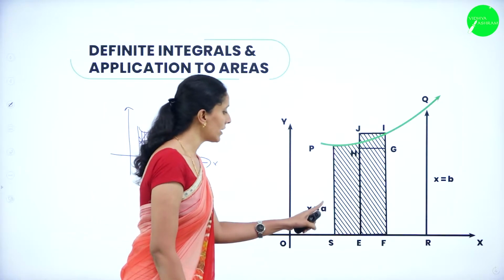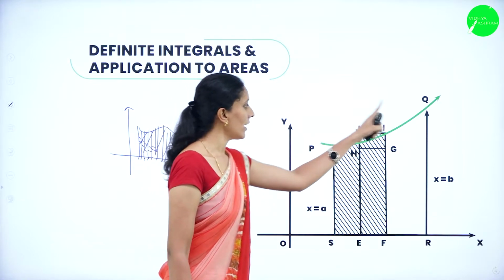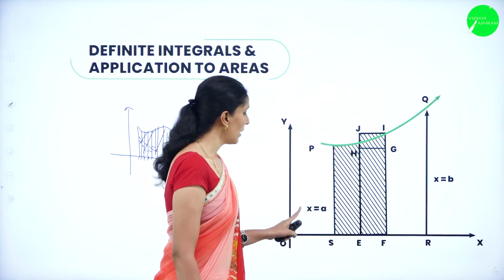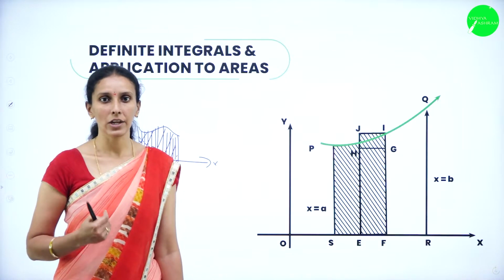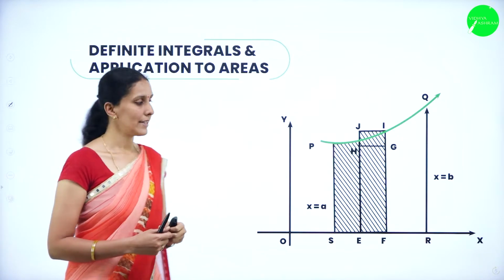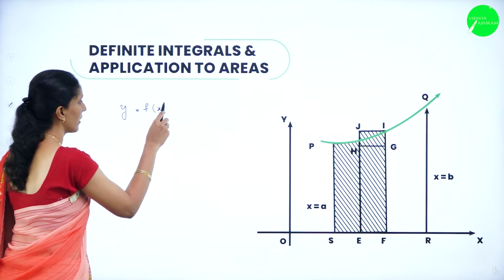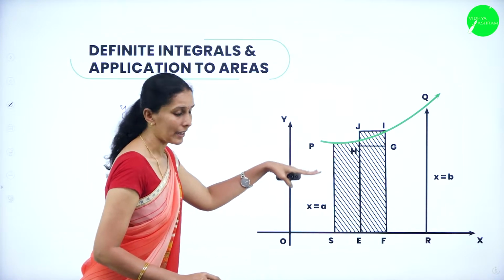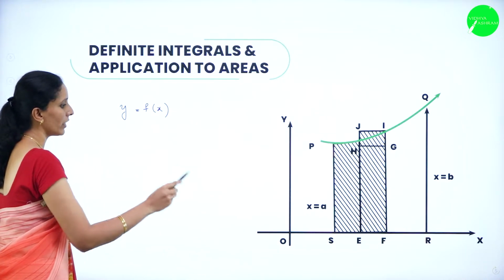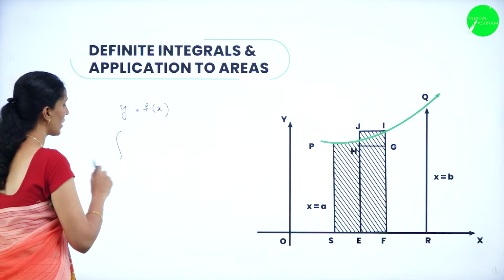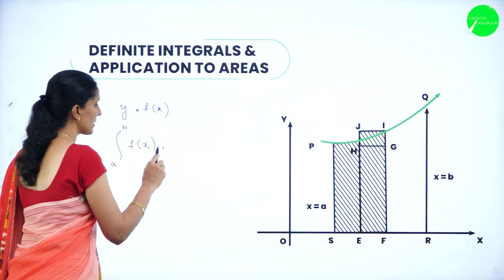Taking this as the lower limit and this as the upper limit, we will take the area of this curve from limit a to limit b. This is how we are going to calculate the area of any curve. Here the function is in the form y equals f of x, and we are calculating the area under the curve, including the x-axis. In this method, we calculate the area as the integral from a to b of f of x dx.